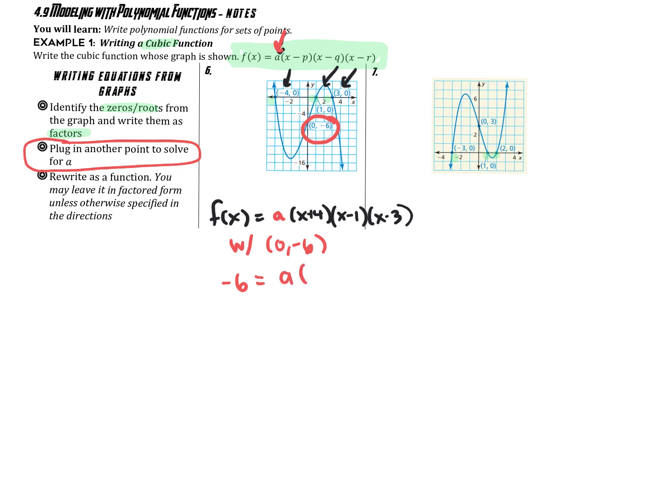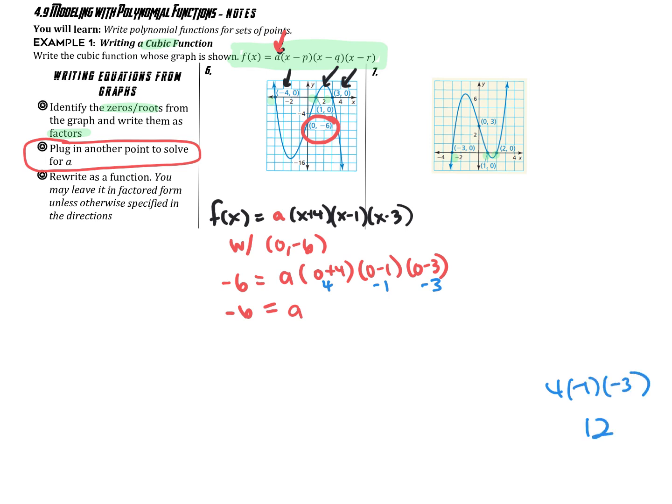So a is going to be 0 plus 4, 0 minus 1, 0 minus 3. So I'm plugging 0 in for all of those x values. And then I'm going to go ahead and simplify. A times, this is going to just be 4 times negative 1 times negative 3.